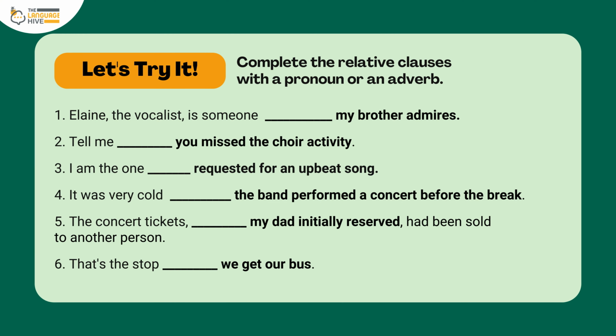Let's try it. Complete the relative clauses with a pronoun or an adverb. 1. Elaine, the vocalist, is someone my brother admires. 2. Tell me you missed the choir activity. 3. I am the one requested for an upbeat song. 4. It's very cold. The band performed a concert before the break. 5. The concert tickets my dad initially reserved had been sold to another person. 6. That's the stop we get our bus.